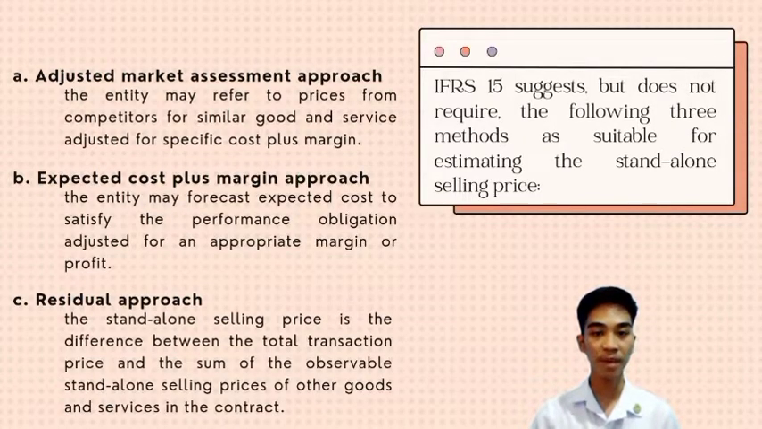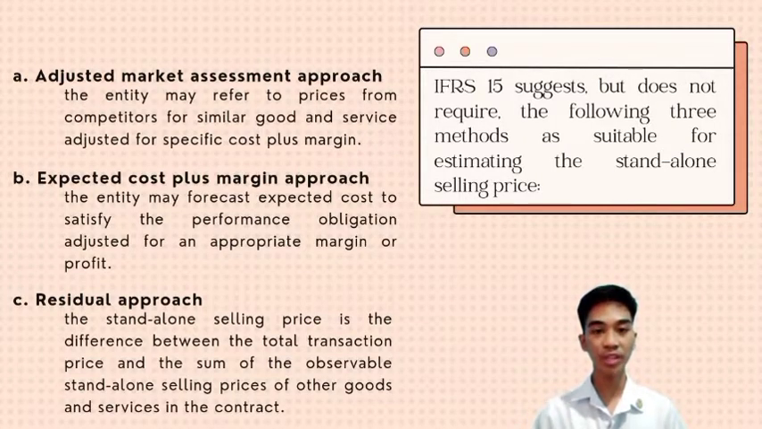This method of estimating the standalone selling price is done by evaluating the market in which it sells goods or services. The entity estimates the price that the customers in that market would be willing to pay for those goods or services. This approach may also include referring to prices of the competitors for similar goods or services and adjusting those prices as necessary to reflect the entity's costs and margins.